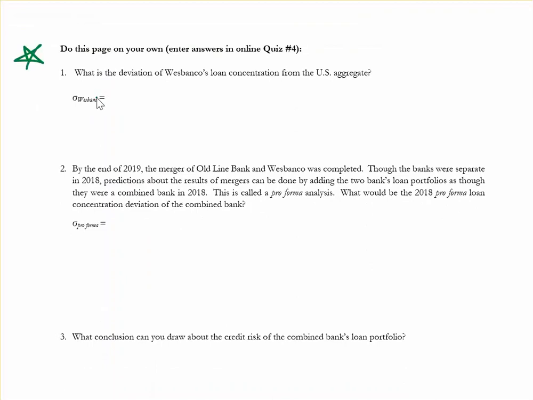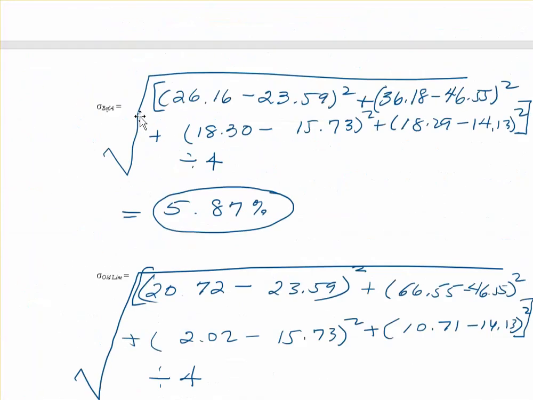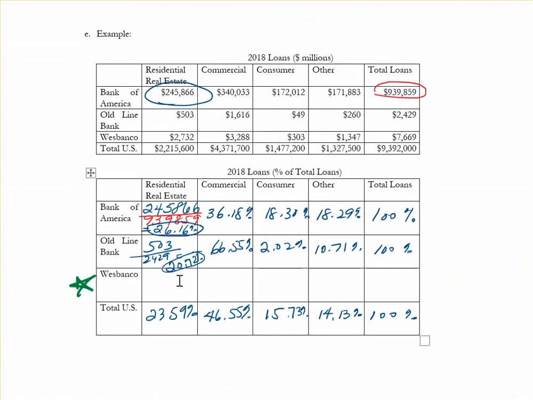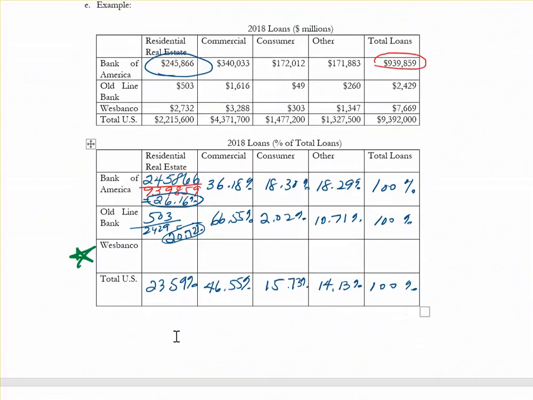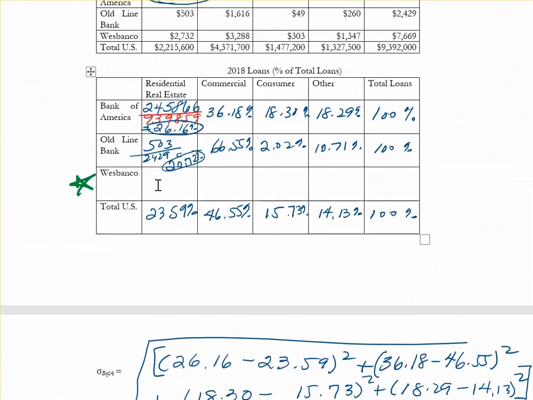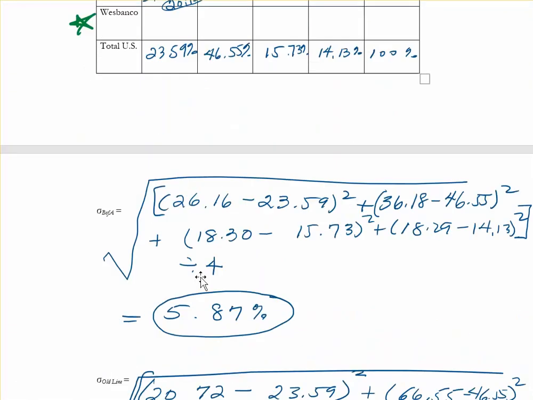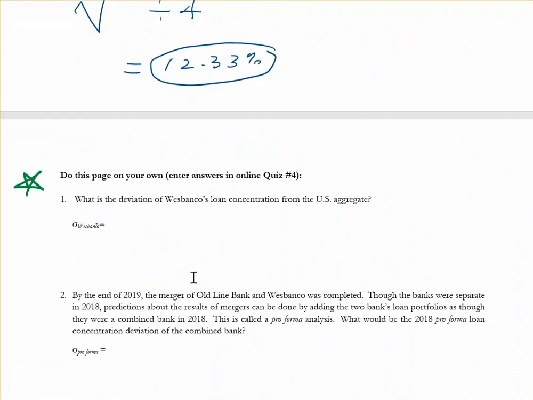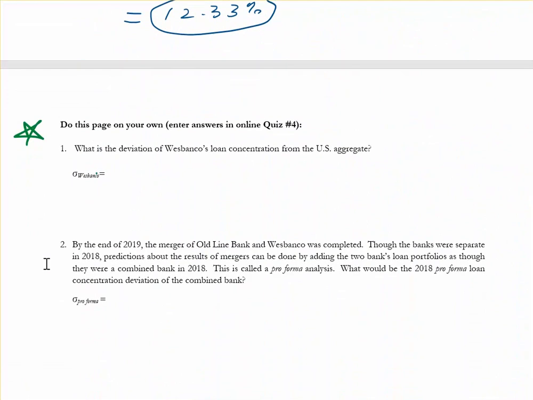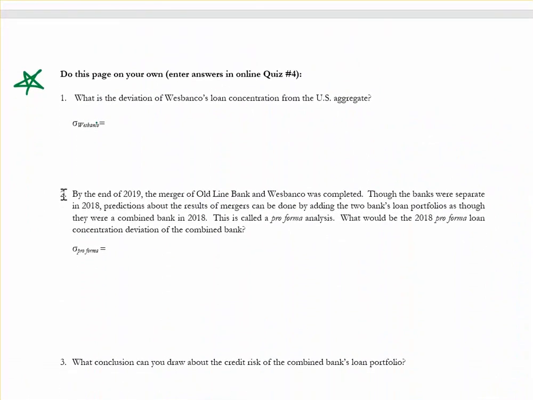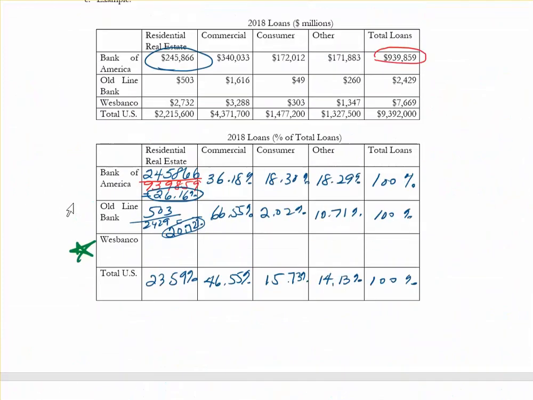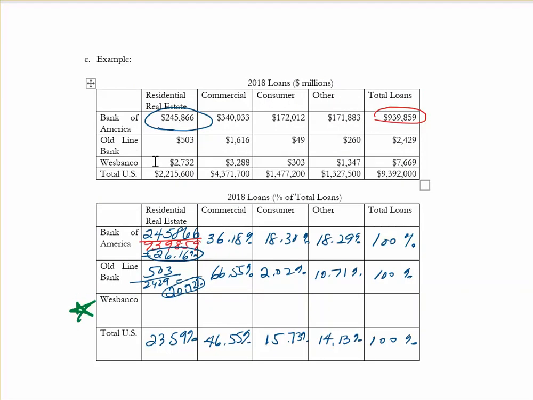So everything on this page you're going to do on your own in quiz number 4. You're going to get the deviation of WesBanco, so it's going to require you to get the percentages here, like I did with these other banks in the US, and then you're going to take the difference of WesBanco from the US in each category, take the square root as I did here, to get the deviation. I would like you then in number 2 to add the numbers for Old Line and WesBanco.